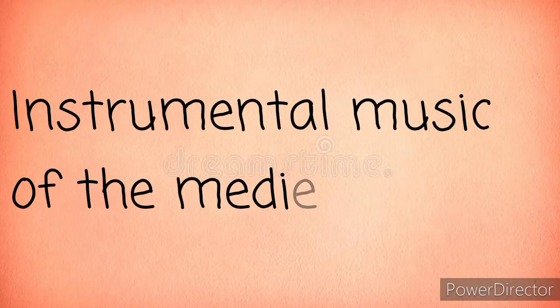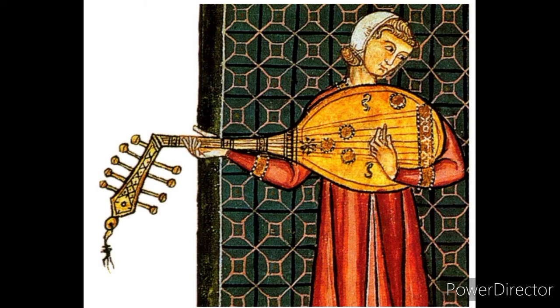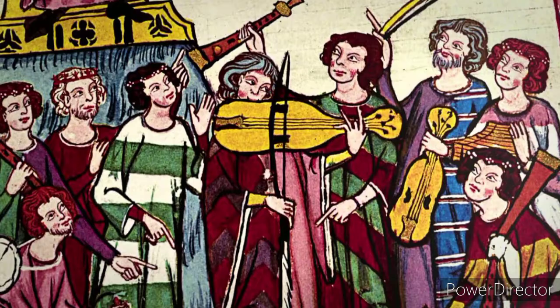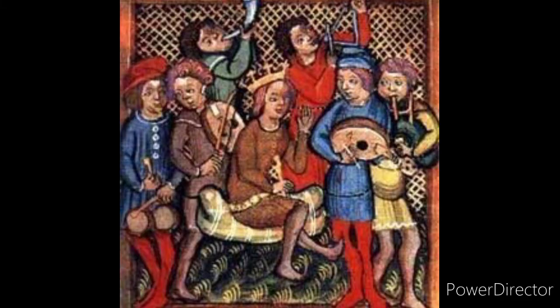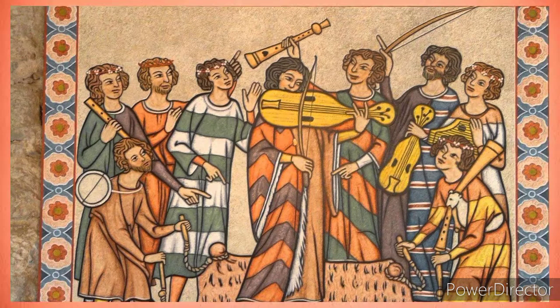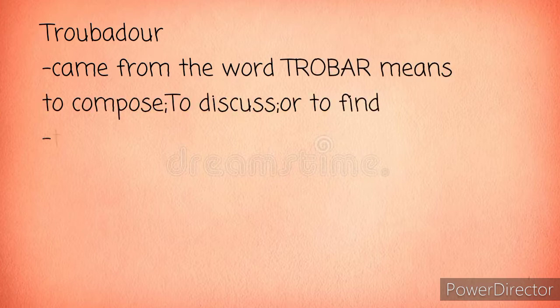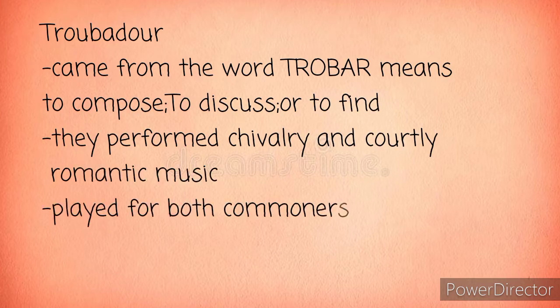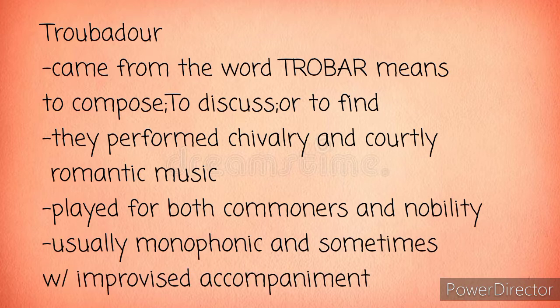Moving on to the instrumental music of the medieval period, the Troubadours. During the later part of the medieval period, secular music, which was not bound by Catholic traditions, emerged. Most of these songs were performed across Europe by groups of musicians called troubadours. It came from the word trobar, meaning to compose, to discuss, or to find. They performed chivalry and courtly romantic music. They played for both commoners and nobility.